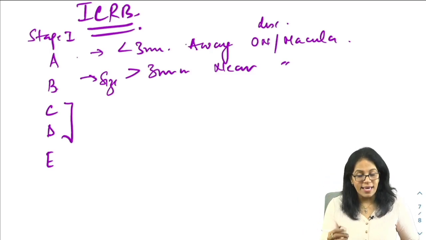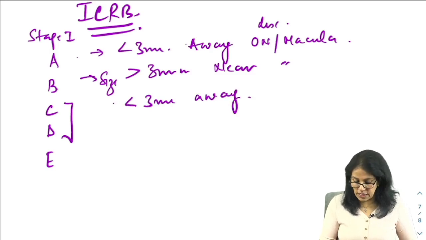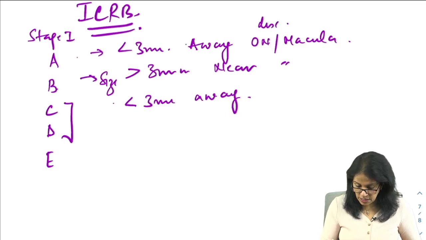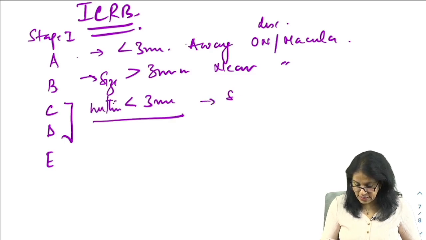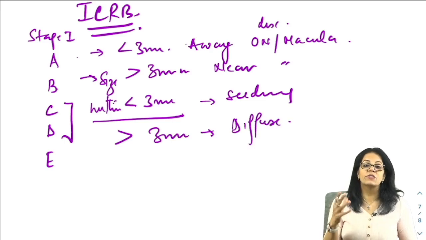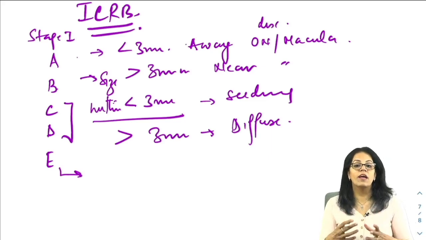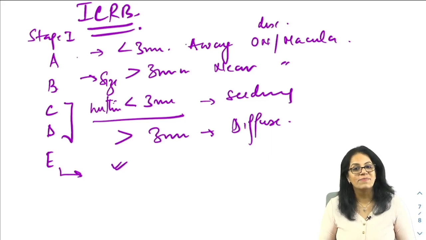So when you say C, the seeding is within 3 millimeter of the tumor. We are saying within 3 millimeter, there is seeding, you just write within 3 millimeter. Okay, it's easy to learn. Within 3 millimeter of the tumor, when you have the seeding, this is your C. When more than 3 millimeter away that it has spread, this is your diffuse seeding. Where is the seeding? I told you in the vitreous or subretinal. And E means a very large tumor which is occupying more than half of the eyeball. That is called E. Okay.